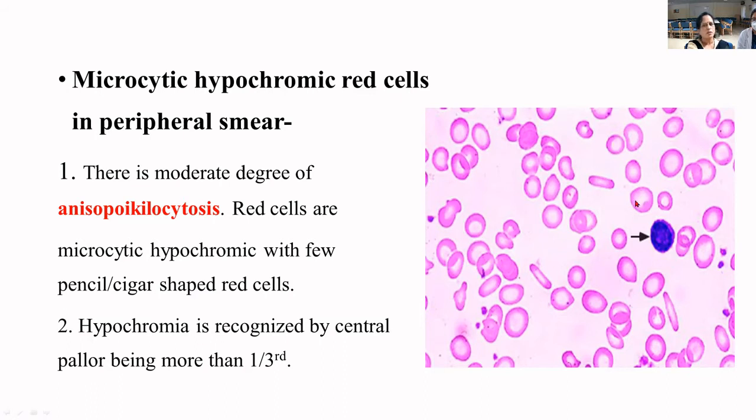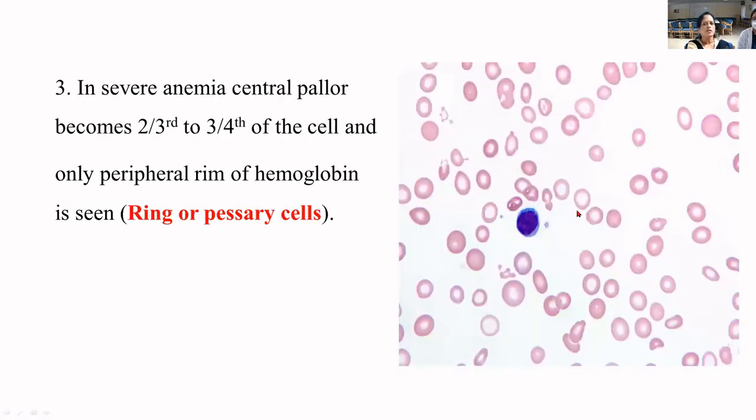Hypochromia, this is a repetition, is when the central pallor is more than one third the diameter of the cell. In severe anemia, the central pallor becomes more. See, for example, this cell. The central pallor is so much that we are able to make out only the outer cytoplasm. That is called a ring cell or pessary cell.